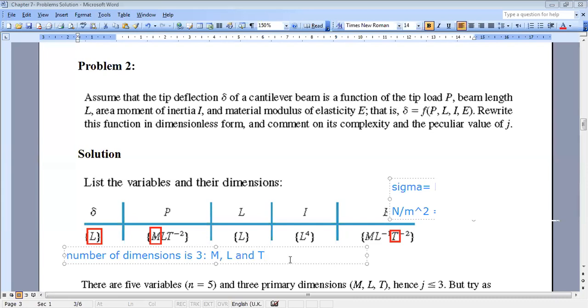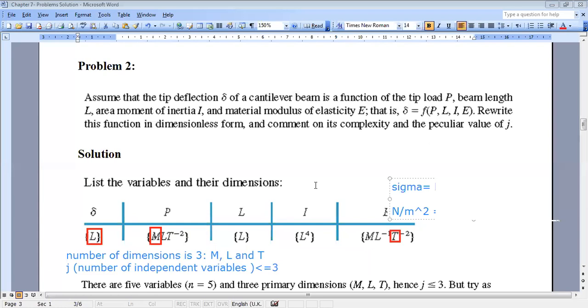Now, what we can say until now is that J, which is the number of independent variables, will be smaller or equal to 3. But how can we make sure if it is smaller or not? Okay, we can't do trial and error.